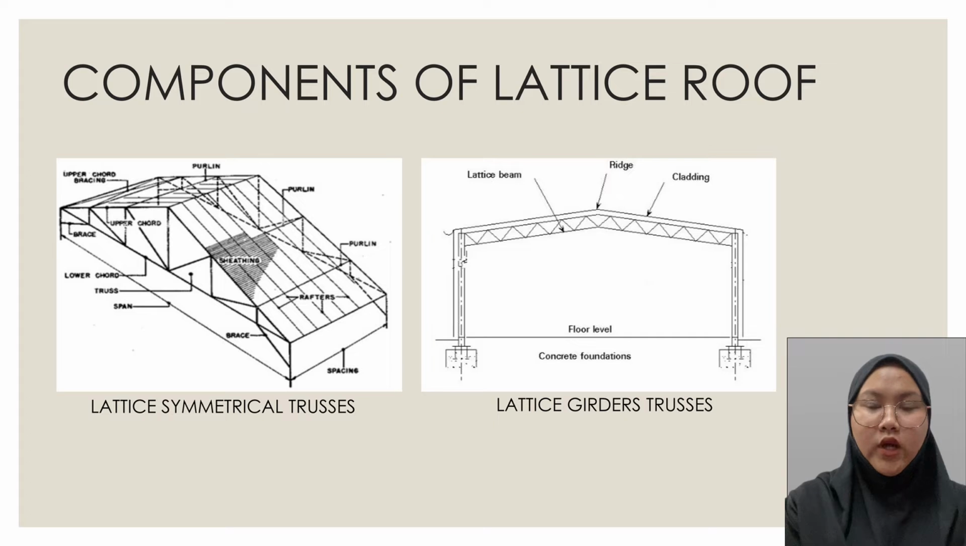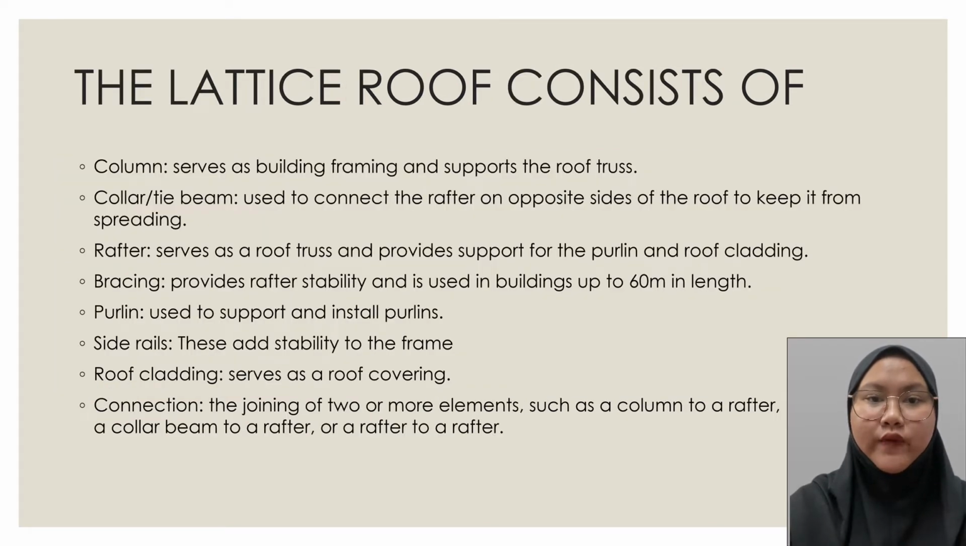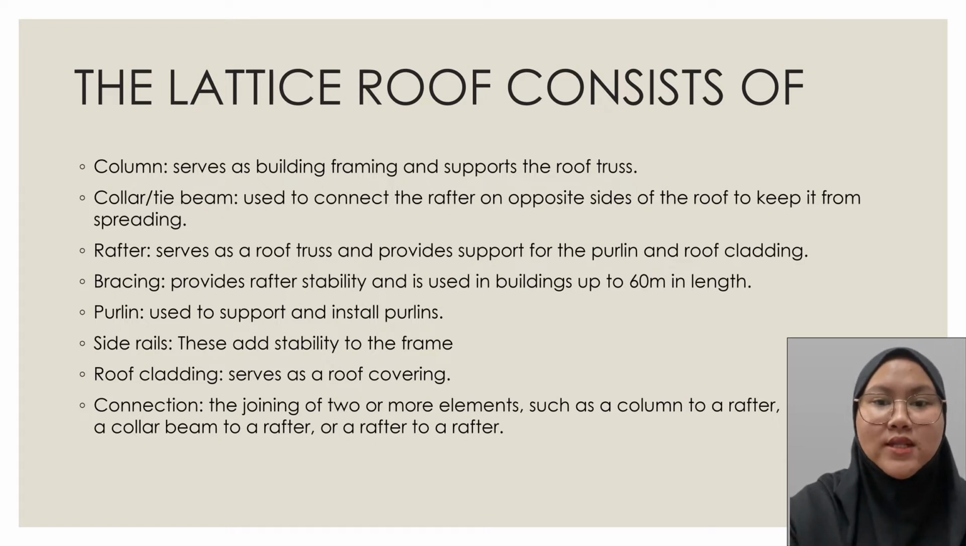This is a component of lattice roof. First, lattice symmetrical trusses. Second, lattice girders trusses. The lattice roof consists of: first, column serves as building framing and supports the roof truss. 2. Collar or tie beam used to connect the rafters of opposite sides of the roof to keep it from spreading. 3. Rafter serves as a roof truss and provides support for the purlin and roof cladding.